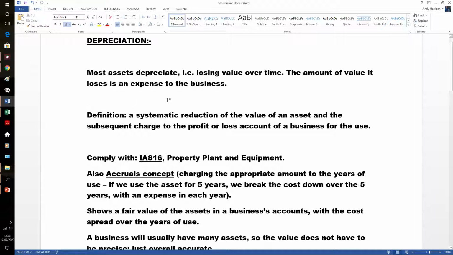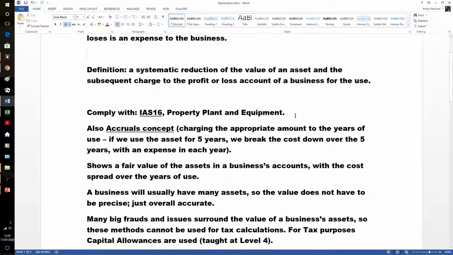So the definition is a systematic reduction of the value of an asset. In other words, systematic means we're going to apply one of the appropriate methods and calculate how much to charge to the profit or loss account, in other words the annual income and expense account of a business. So we have to comply with International Accounting Standard 16, property, plant and equipment. That's where the definition comes from, that's where all the rules are.